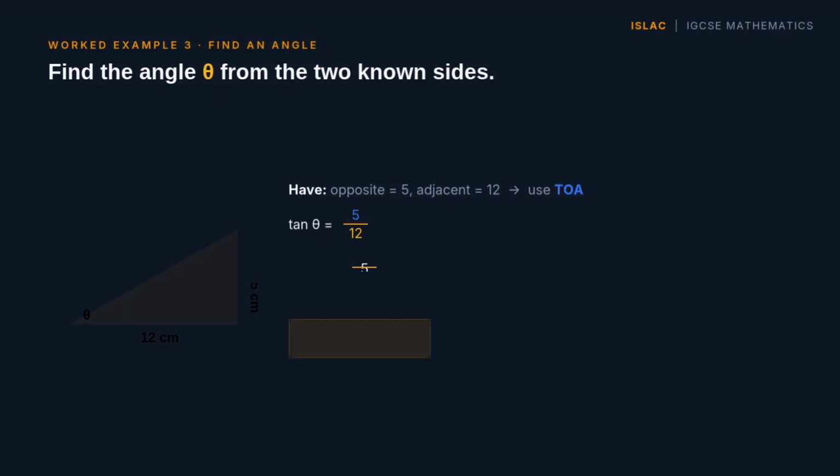Worked example 3. Opposite 5, adjacent 12, both shorter sides, TOA. Take tan inverse of 5 over 12 to get the angle. Keep the fraction exact until the last step.